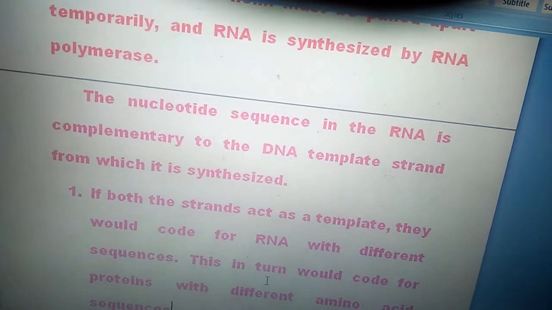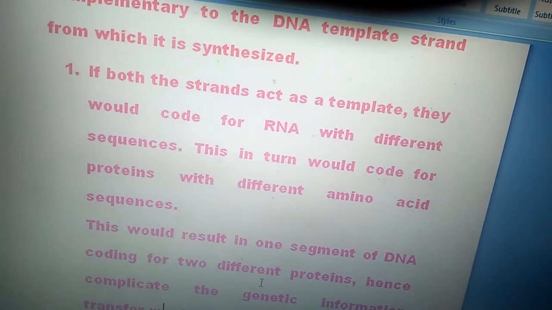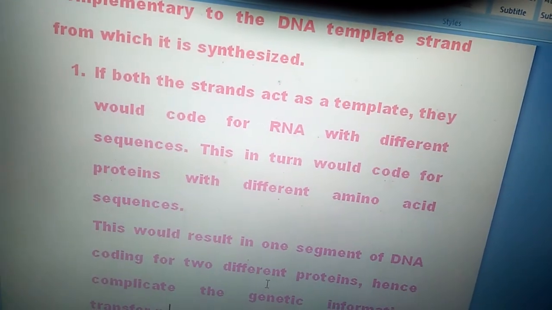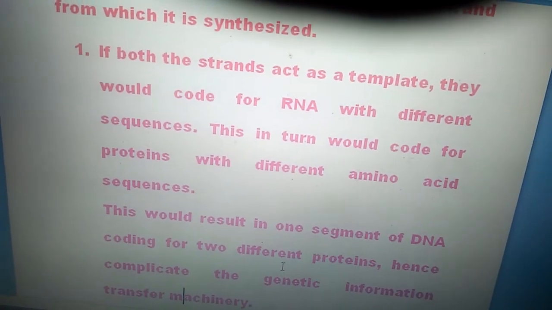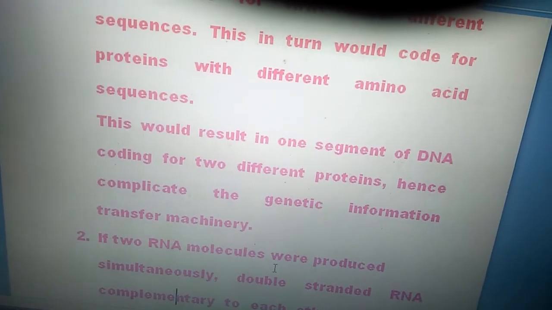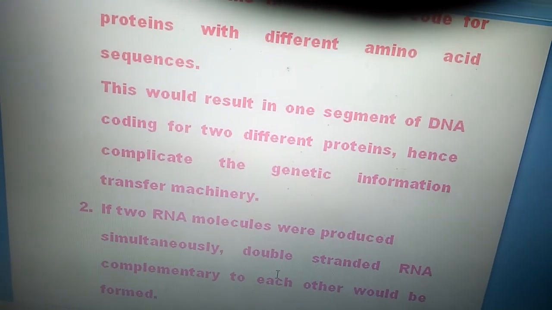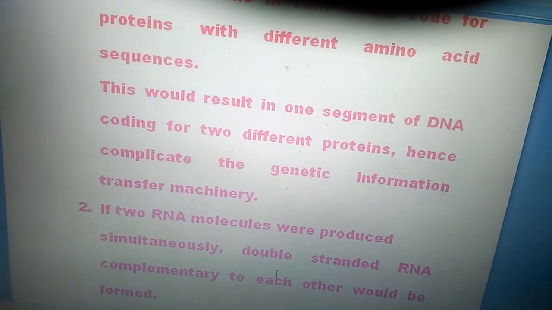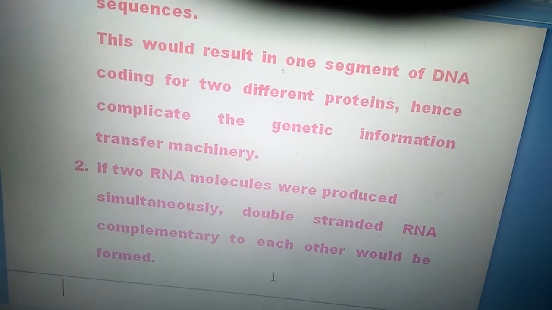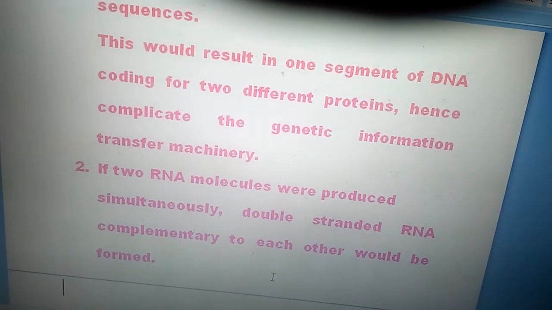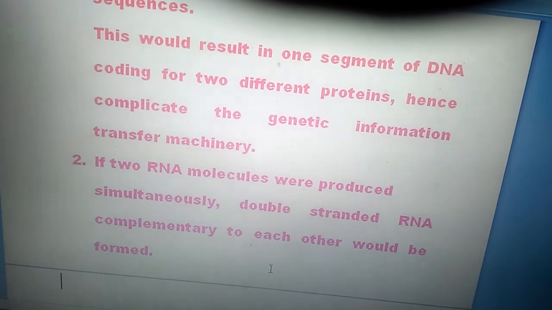If both the strands acted as a template, they could code for RNA with different sequences. This in turn would code for proteins with different amino acid sequences. This would result in one segment of DNA coding for two different proteins, hence complicating the genetic information transfer machinery. If two RNA molecules were produced simultaneously, double-stranded RNA complementary to each other would be formed.